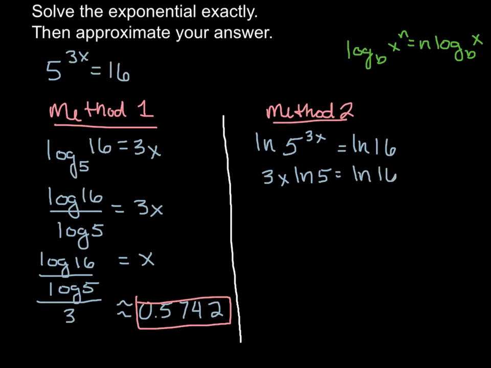Okay. Now, I want to solve for x, so I'm going to divide both sides by the natural log of 5. And then divide both sides by 3.